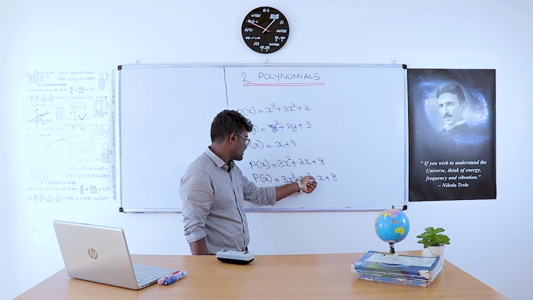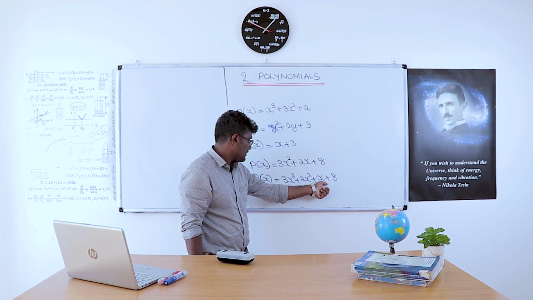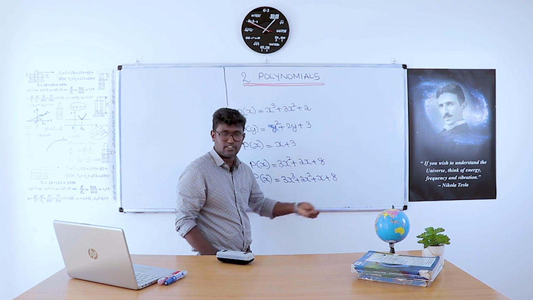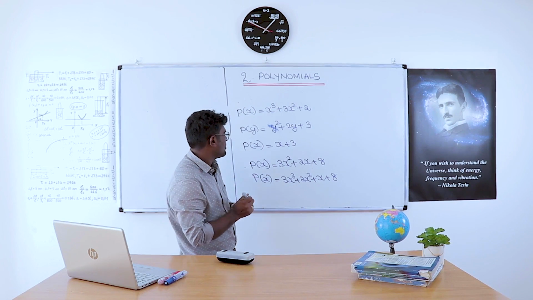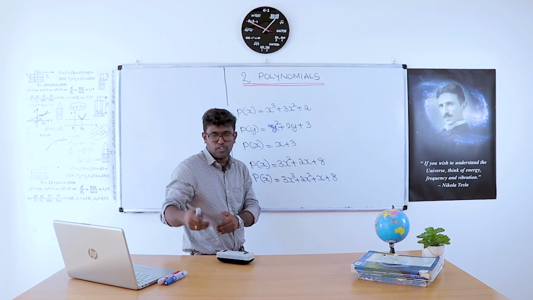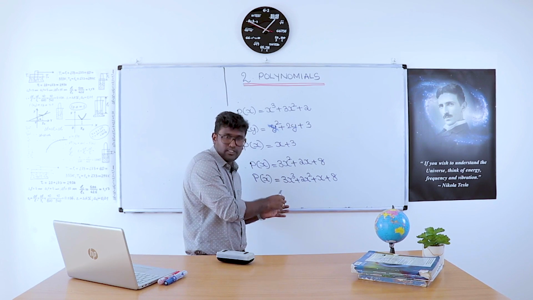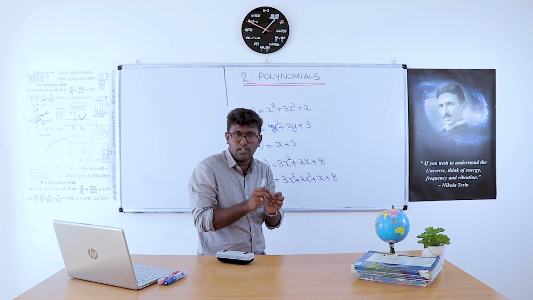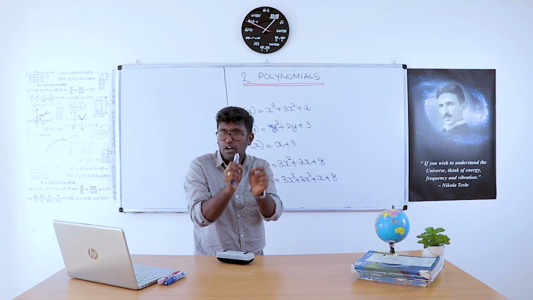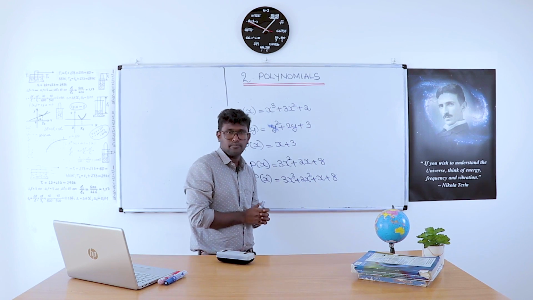The coefficient of x square is 2. The coefficient of x is 1 and 8 is a constant. So that's all about the primary part of the polynomial. Here in the first introductory part, we already know how to find the degree of a polynomial.